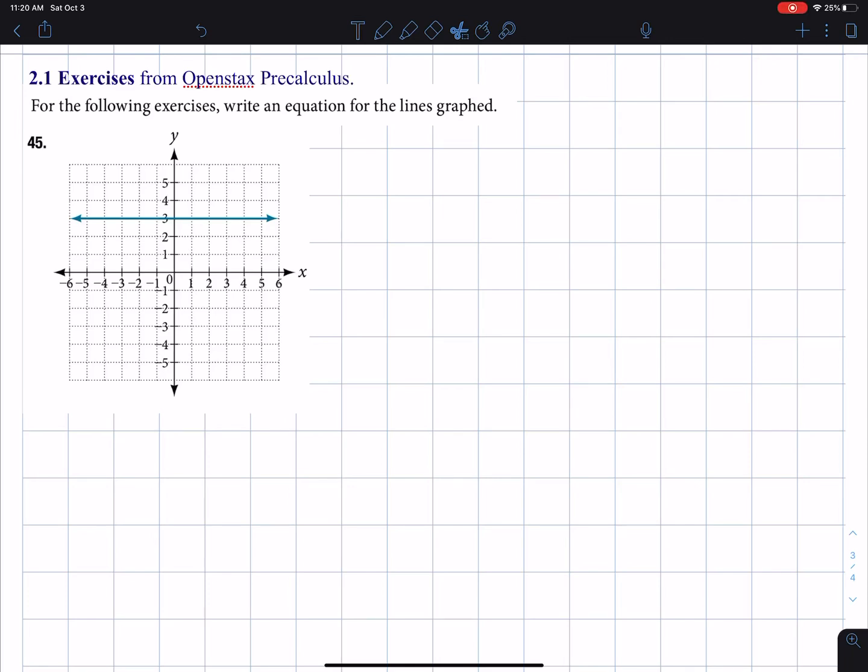All right, this is section 2.1 from OpenStax Precalculus. We're looking at number 45, where we write an equation for the lines graphed. Well, this is one of many problems. This is a horizontal line.